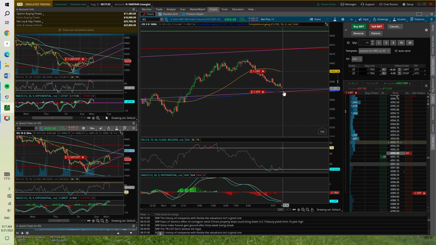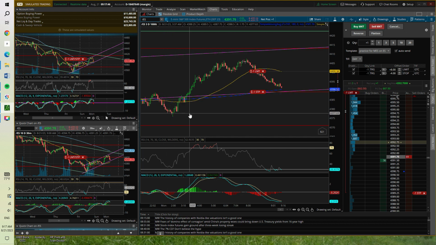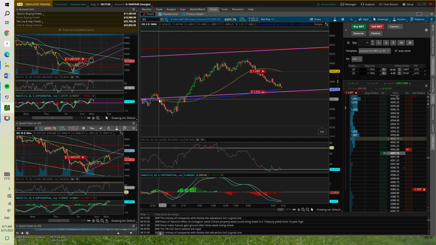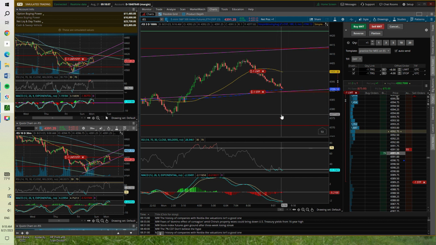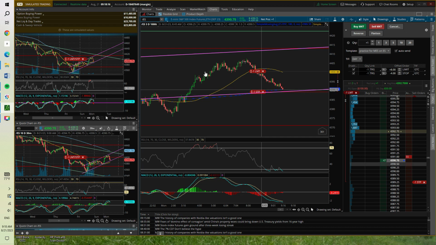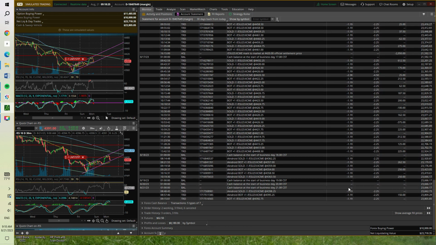So I'm currently in a long. It's possible that I got in a little bit too soon here. But we just set our stops and our limits and we let it ride out. The MACD and the RSI on the short-term chart. There I'm showing you the first trade that I made this morning.